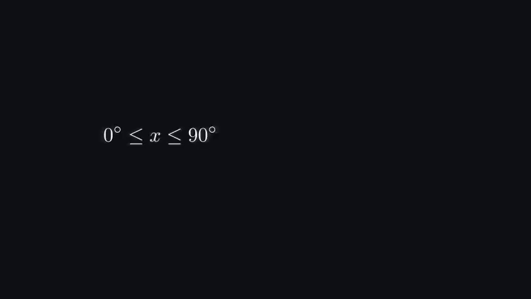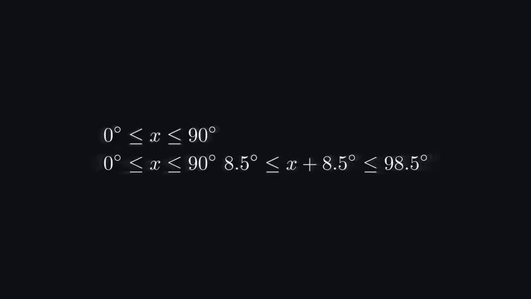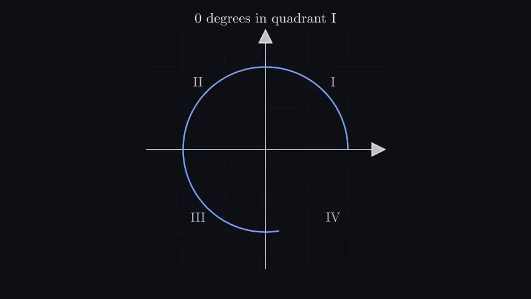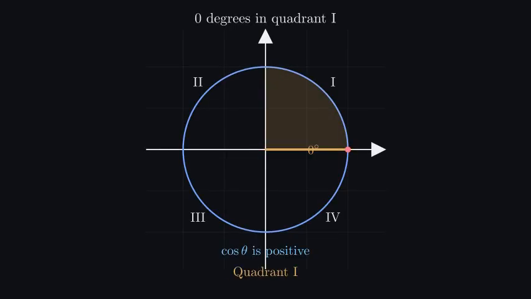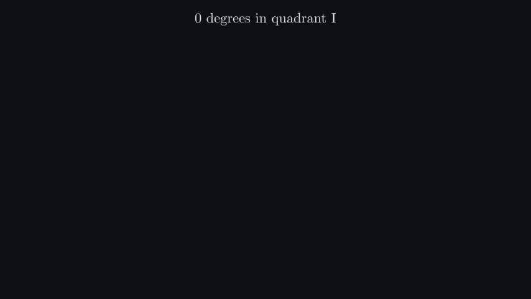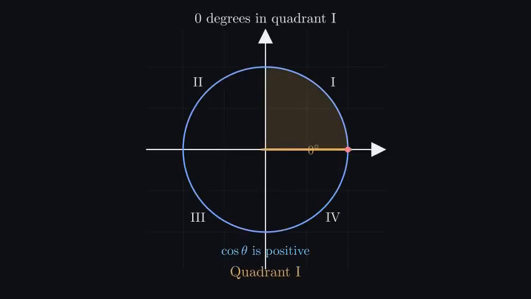0 degrees is less than or equal to x, which is less than or equal to 90 degrees, so 8.5 degrees is less than or equal to x plus 8.5 degrees, which is less than or equal to 98.5 degrees. On the Cartesian plane, this lies in quadrant I. Therefore, cos is positive there.